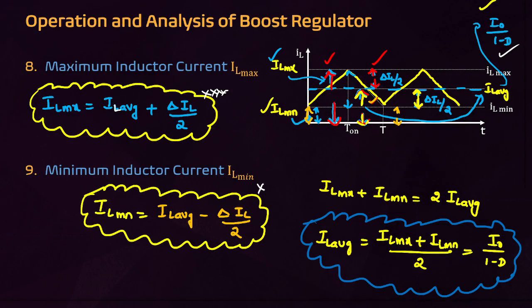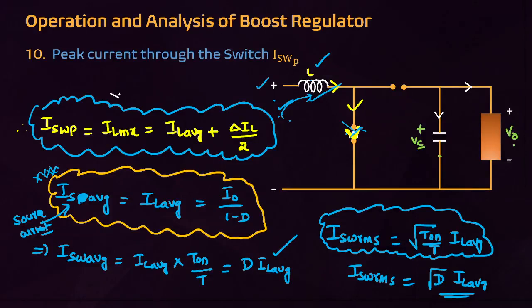What is the minimum inductor current? The generalized formulas are the same, but this formula is changing as compared to the buck regulator. Then IL average minus delta IL by 2. IL average equals (maximum current plus minimum current) by 2. This is equal to I naught by (1 minus D). Every relation is important. Then what is the peak current through the switch? Peak current through the switch equals IL average plus delta IL by 2.